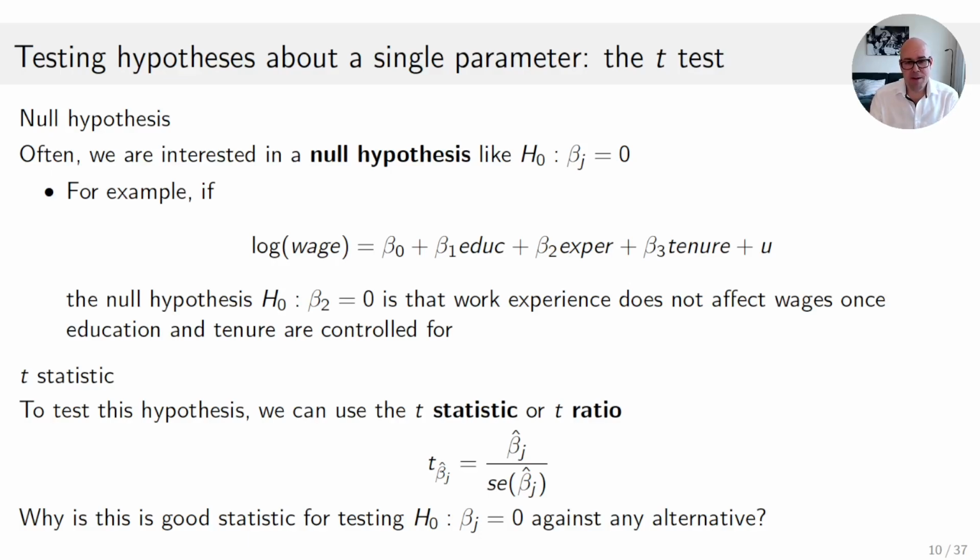One is that of a two-sided t-test, so it could be either very high or very low as an alternative, or it could be a one-sided version where we say the alternative is that it is, say, greater than 0 because experience has a positive effect on wages. We'll get to that in more detail in a few slides.